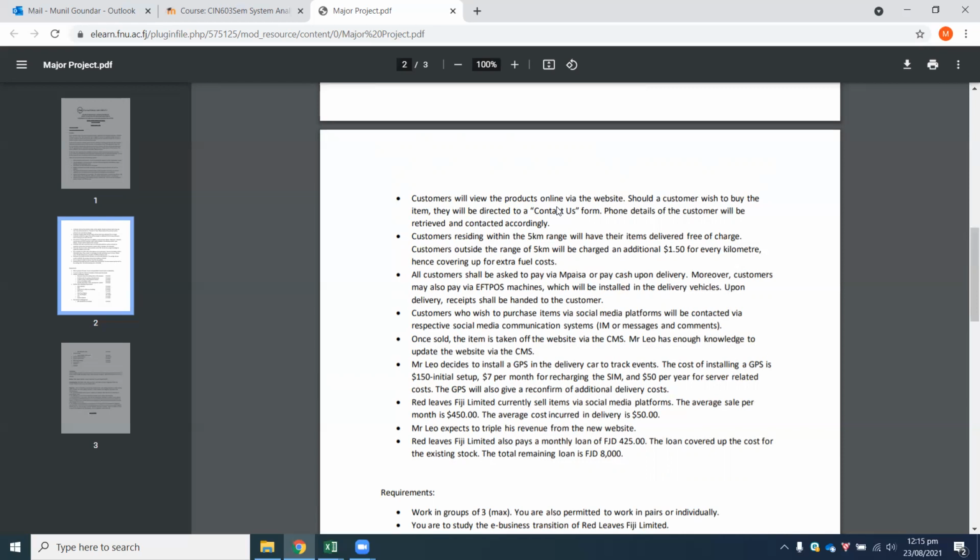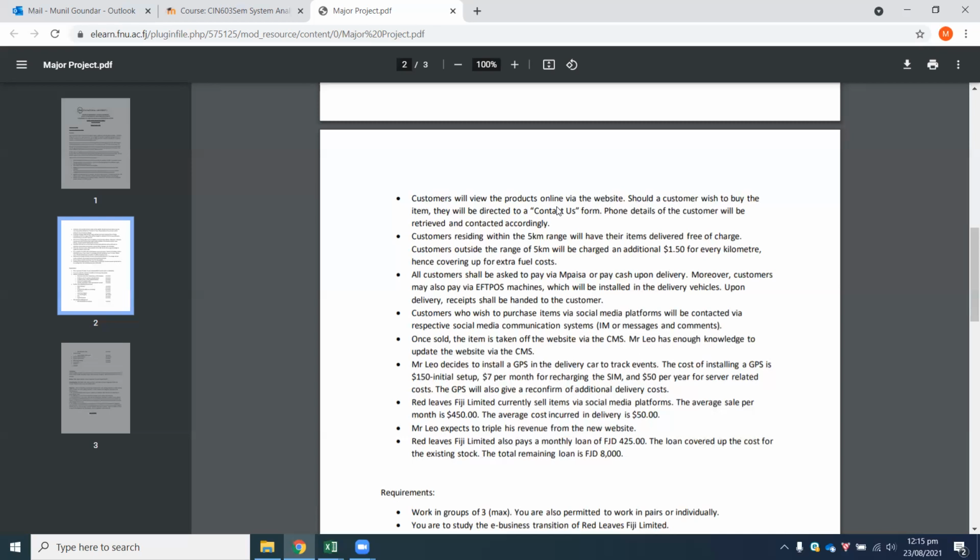So let's say they want to buy a product, so probably it will have a buy a product now button. As soon as the customer clicks on that particular button, it will direct them to the contact us form, where the customer will need to fill in the details and submit. Once they submit, the phone details would be retrieved and the customers will be contacted by Red Leaves Fiji Limited. Okay, so that's how I have a feeling that this business will actually go and process the M-Pesa details.